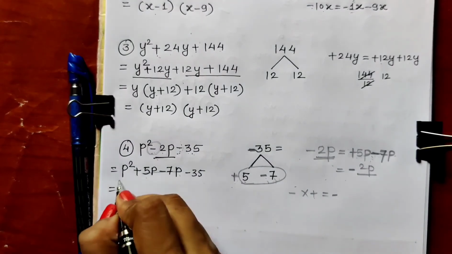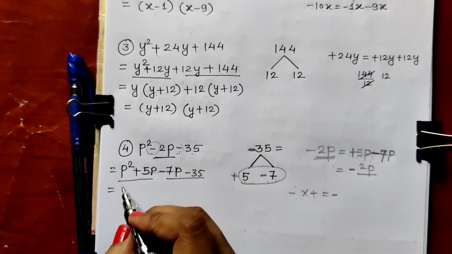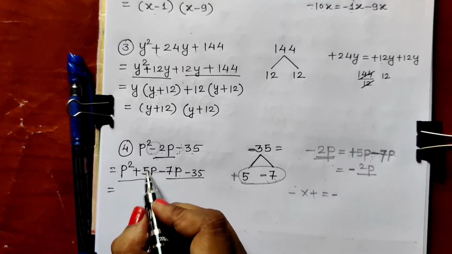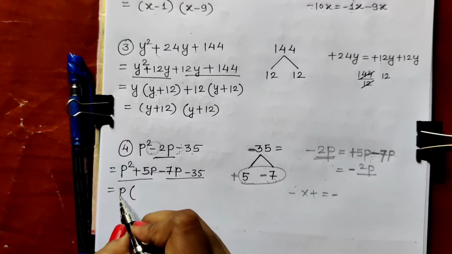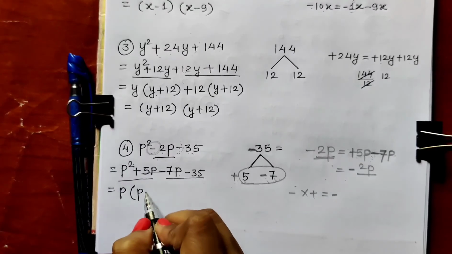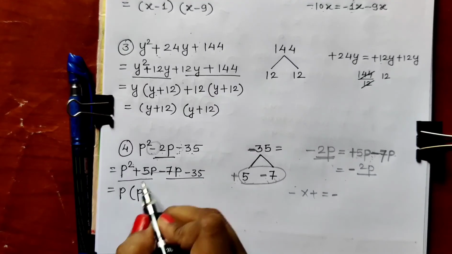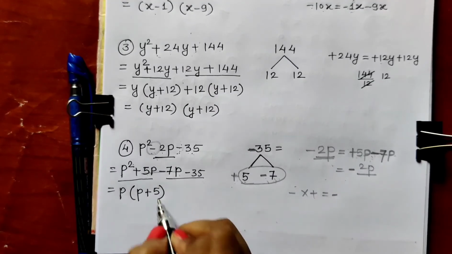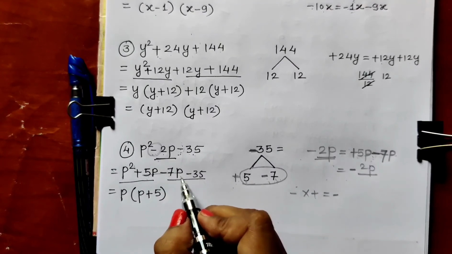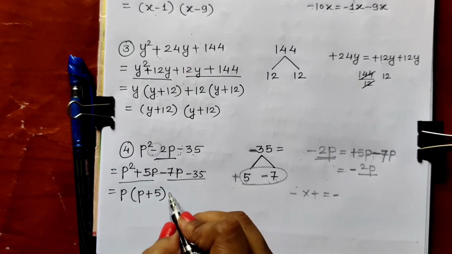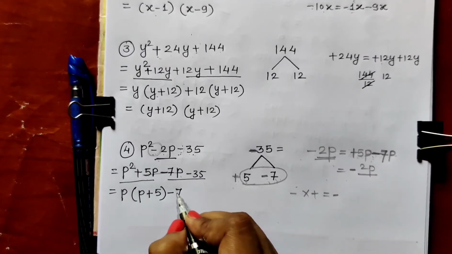Now take out common from the first and second term, and the third and fourth term. Now the next things are the same. From p square plus 5p, we get p common. From p square, if you take out p common, p is remaining. Plus sign is there, put the plus sign. From 5p, if you take out p common, 5 remaining. Then from 7 and 35, 7 is the smaller number, and 35 is divisible by 7, so we take out 7 common. Minus sign is there, so we put minus sign, 7 common.